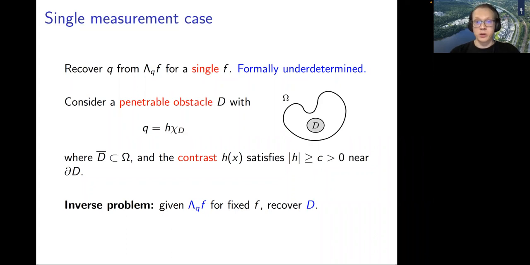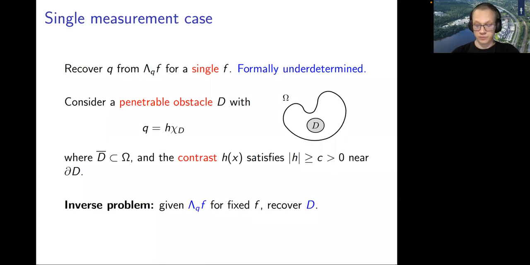So there is also the problem of looking at an impenetrable obstacle. In this case, you would have the Schrödinger equation outside of D, and then you have some Dirichlet or Neumann boundary condition on the boundary of D. And I'm not going to discuss those kinds of results in this talk. So the inverse problem would be: given the single measurement Λ_q f for a fixed Dirichlet data f, you would like to recover something, at least about the obstacle D.